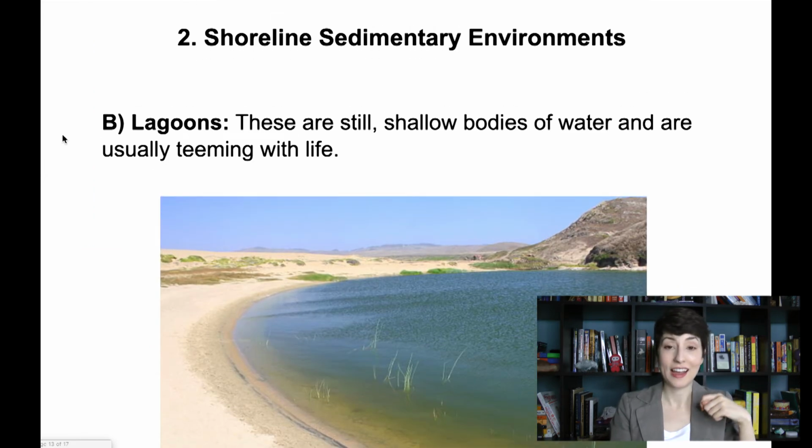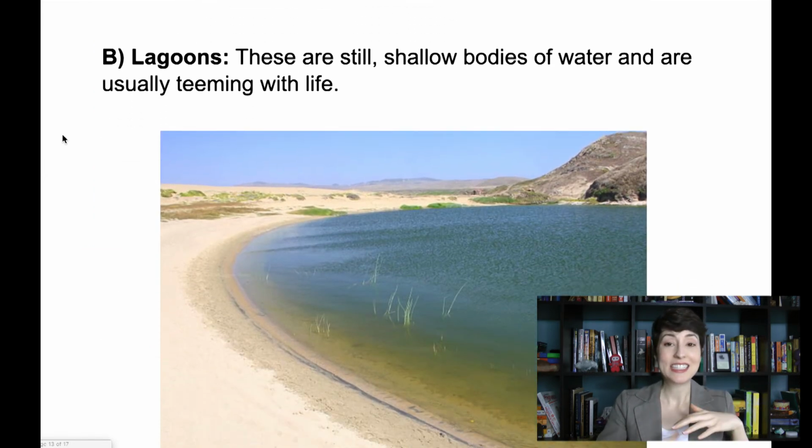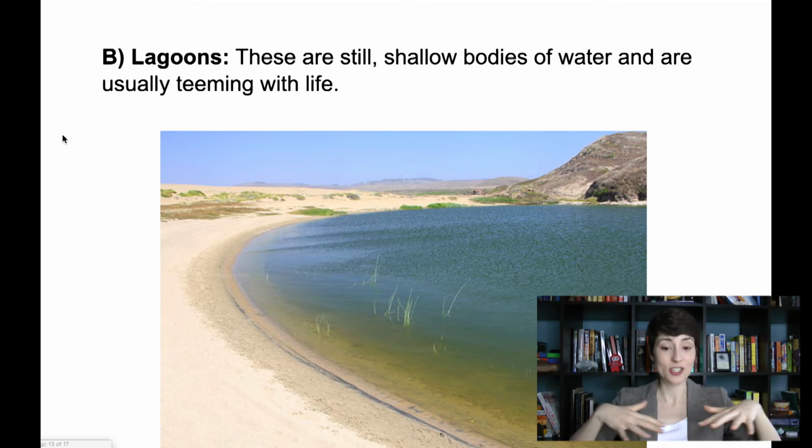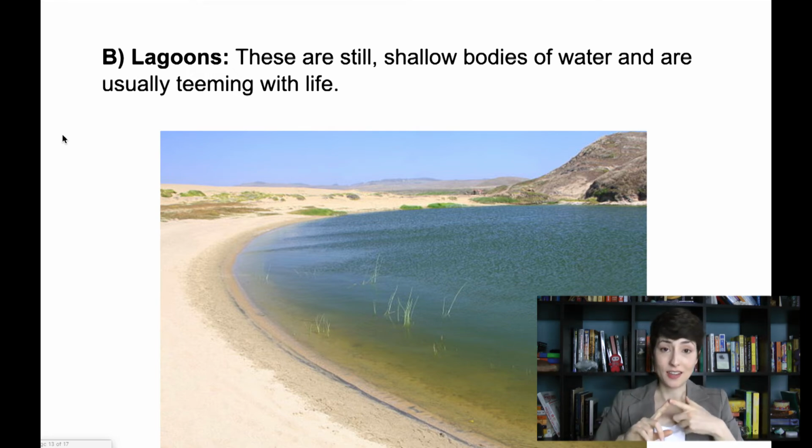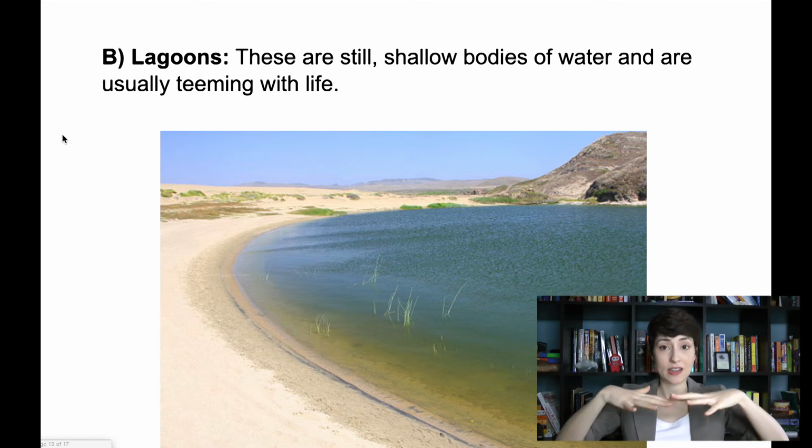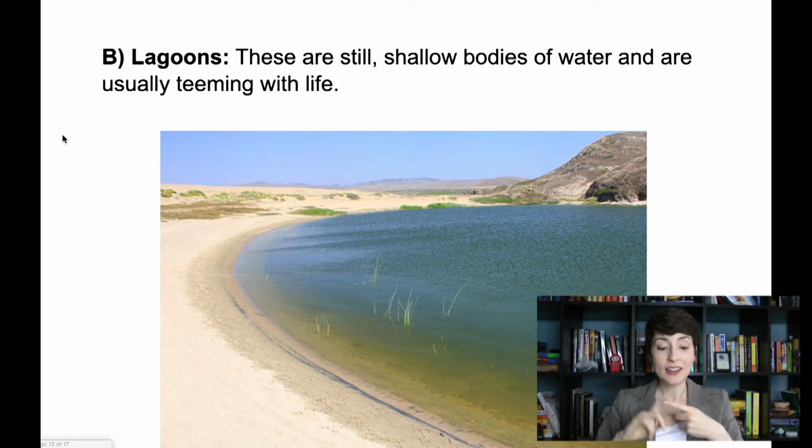Lagoons are the next shoreline environment. Lagoons are very still. There's not a lot of current. They're shallow bodies of water, and they're typically teeming with life. So you are not going to find a lot of ripple marks in a lagoon because everything is very still. But because of all the life that typically exists in lagoons, you will probably find some biochemical rocks.